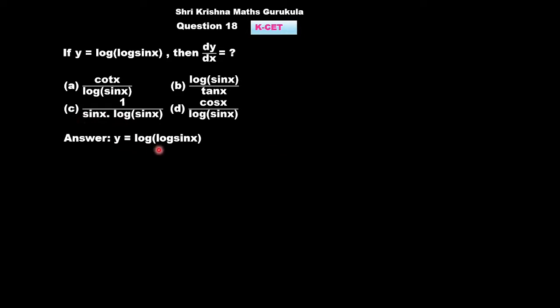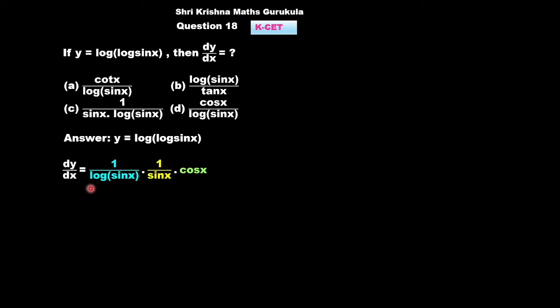Now if you check the function, it is a composition of three functions, that is log function, again a log function, and sine function. So we have to differentiate this using chain rule. First we have to differentiate the logarithmic function, then this logarithmic function, and then finally the sin x. So let us differentiate now.